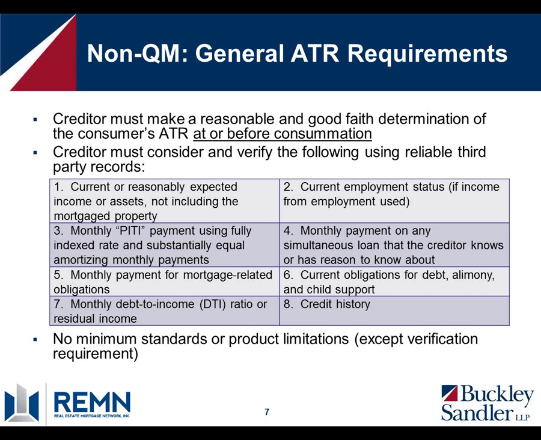Just want to mention on here, item 5, monthly payment for mortgage-related obligations. Sometimes folks are a little unclear as to what that is. Item 3 covers the monthly principal and interest, taxes and insurance payment. The mortgage payment for mortgage-related obligations would include taxes and insurance if they weren't escrowed. It would also include other things like homeowners association dues.